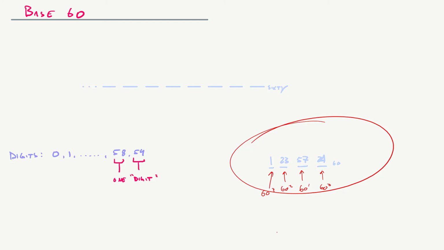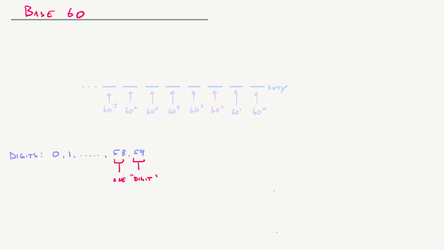So hopefully this was helpful. Different bases are really interesting, but really the same as base 10. You just have to think about what we are doing when we're counting, right? Why do we go back to 10?